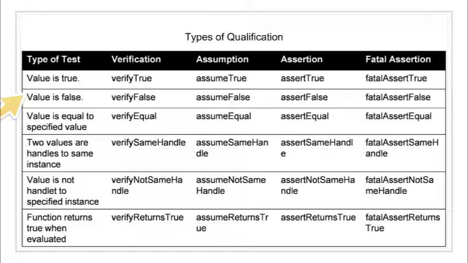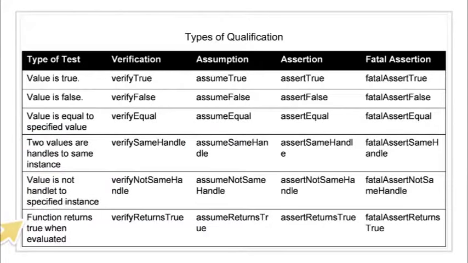Then we have value is equal to the specified value. Here we can compare with the user provided value and get a pass or failure based on that. Then there are two values are handles to the same instance. So when we need to find out whether the two handles point to the same data, we use these qualifications. Then we have values not handles to specified instance. So this is also something similar to having the same handle, but this is the not case of that.